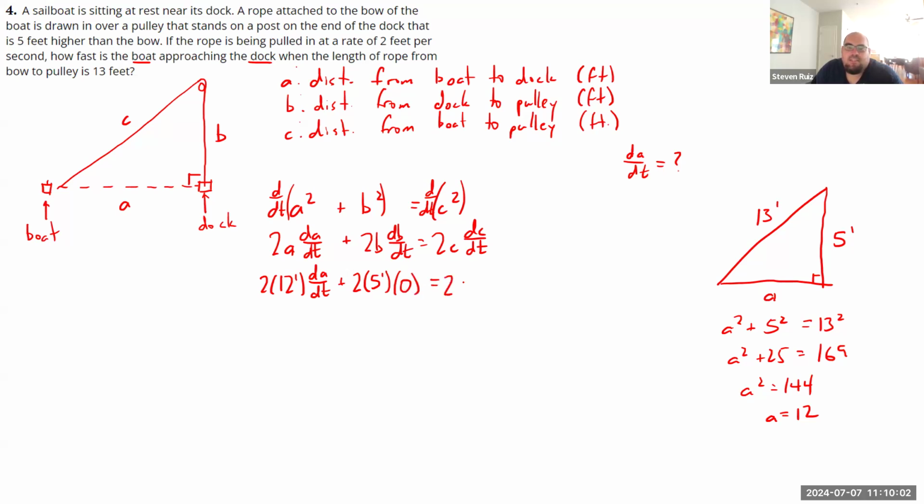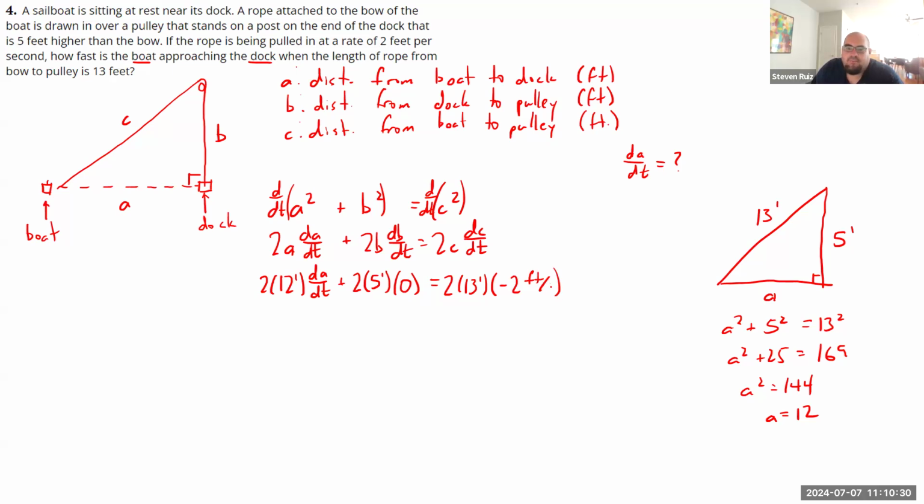Then equals 2c. C is the distance from the boat to the pulley. Do we know that here? Yeah, we're told that distance is 13 feet. Then dC dt is the rate of change of that distance. Do we know that? I believe we do. That should be, and we got to be careful here, I think that's going to be -2 feet per second.